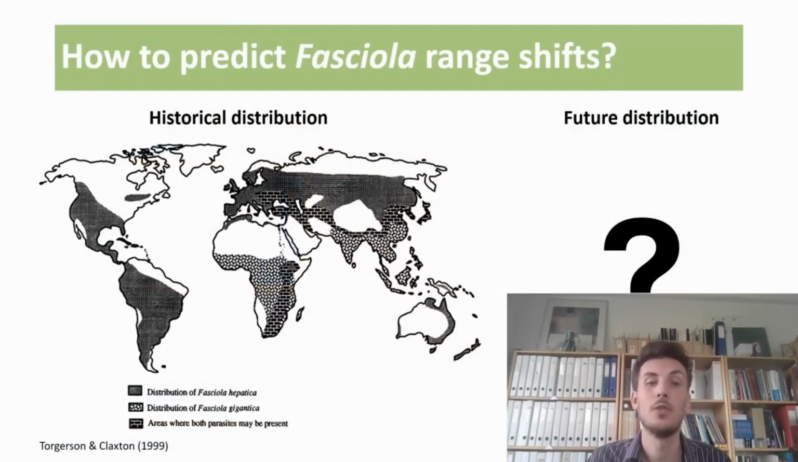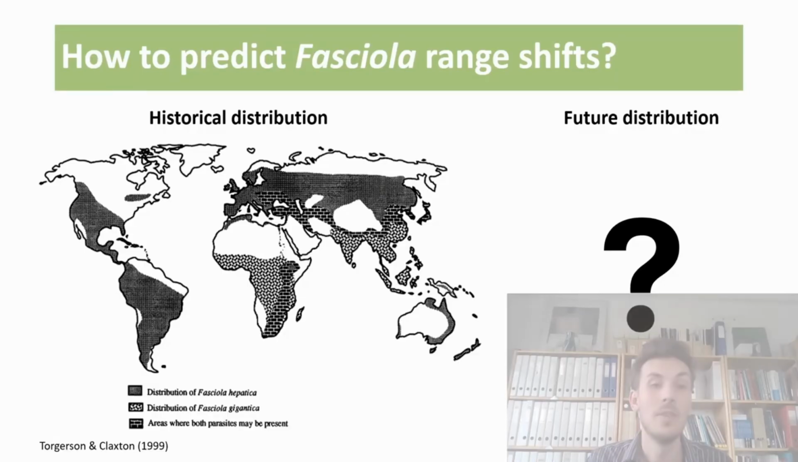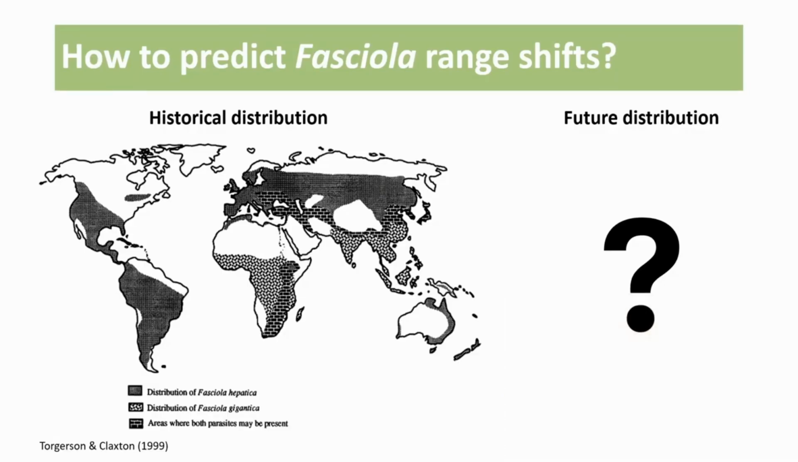So here we're asking, well, we know kind of the historical distribution, at least approximately, for these two species. So that you see on the left in gray, Fasciola hepatica, we find it all across Europe, all across the Americas, also in Australia. And then Fasciola gigantica, we find it in the tropics. So across Africa, also in South Asia. And there's a little bit of overlap also. And now we're asking, just like with the mountains where we see these species go further up the slope, well, with climate change, how will this distribution change?